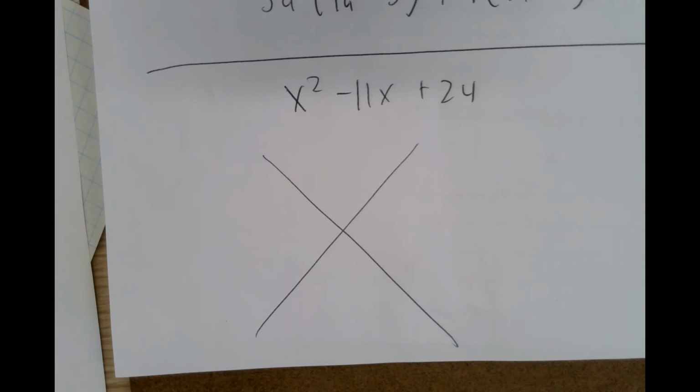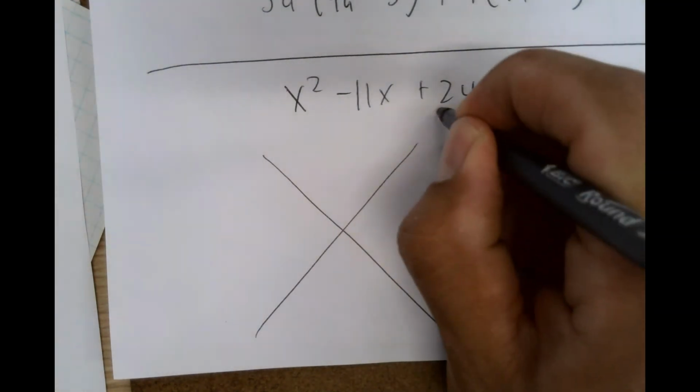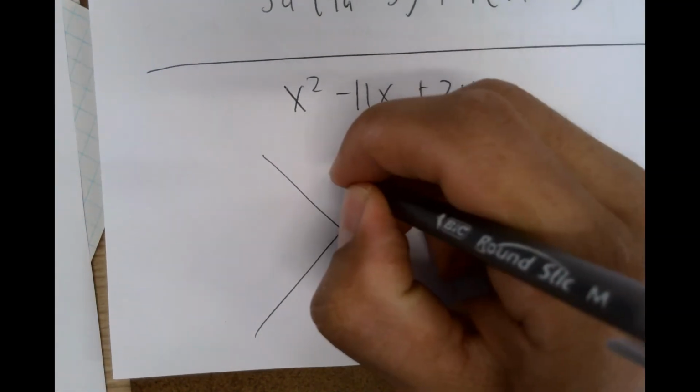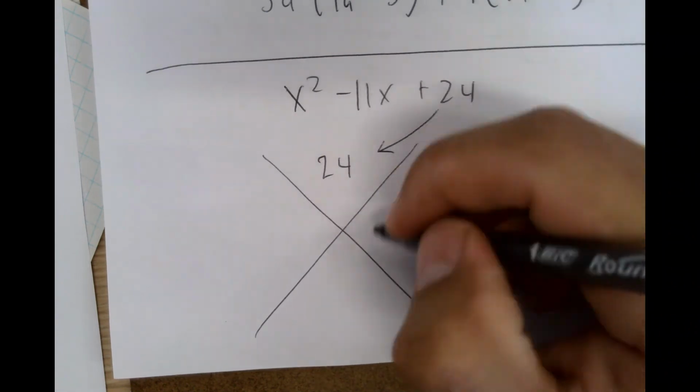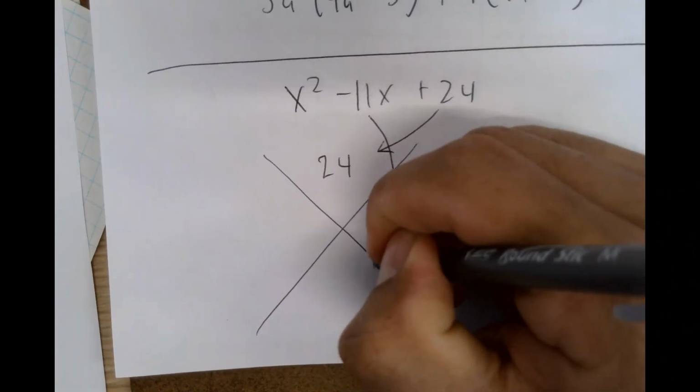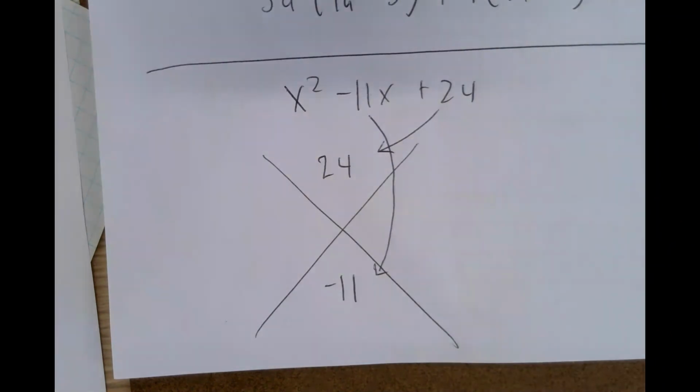For the top number, you're going to put the c, or 24. And for the bottom number, you're going to put b, or negative 11. Make sure that you keep all of your signs. After you have done so, you want to find two numbers which, when multiplied, equal the top number, and when added together equal the bottom number.